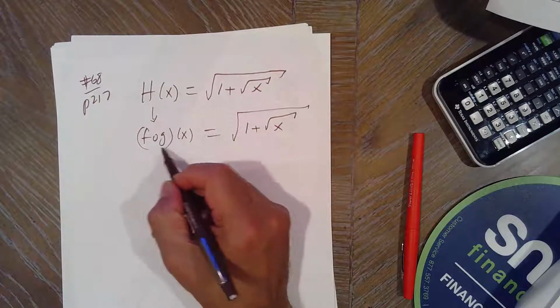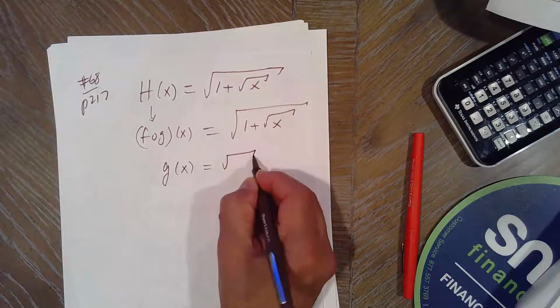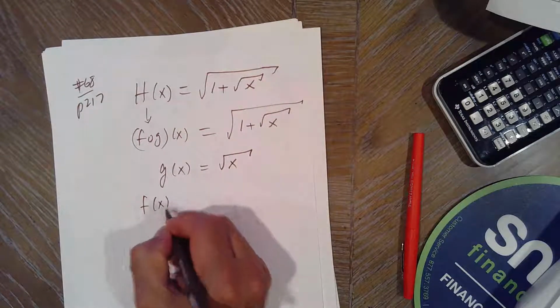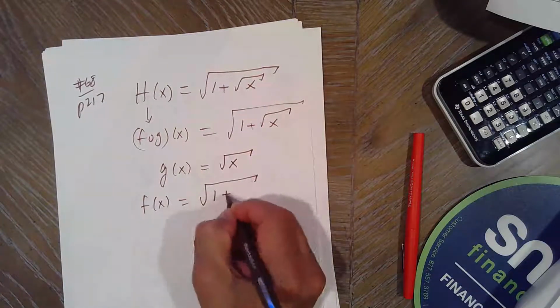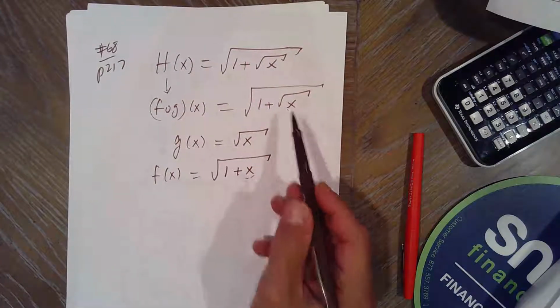Well, the inner function is going to be g. This is the inner function, so you let g of x be root x, and then f of x is going to be root of 1 plus x, right? Because you plug g in there, so it's going to give you that.